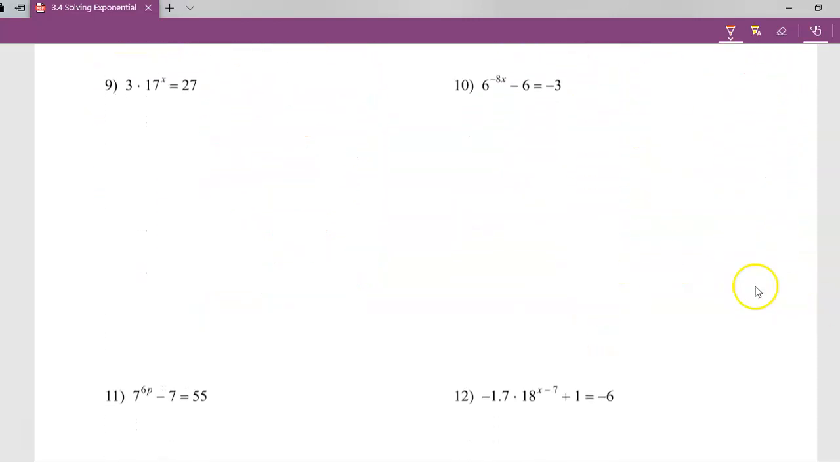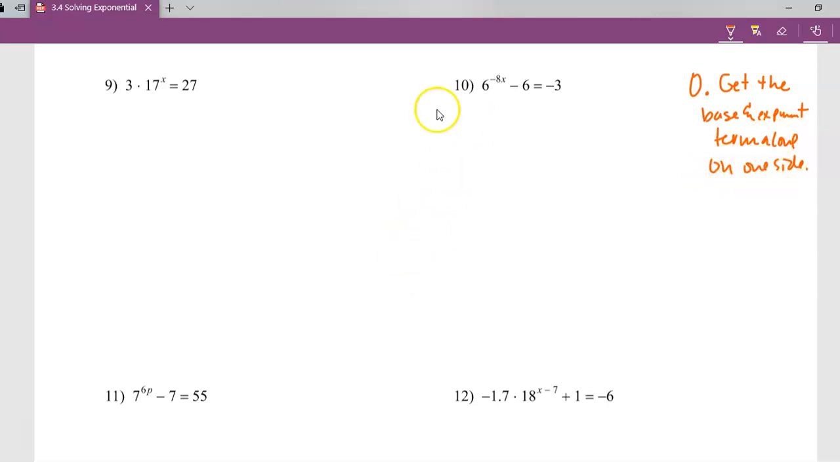So on these last few, we have other steps going on. The first thing we need to do before we change to log form, so this is going to be step 0 if we have other stuff going on like -3 out here or -6, is to get the base and exponent term alone on one side.